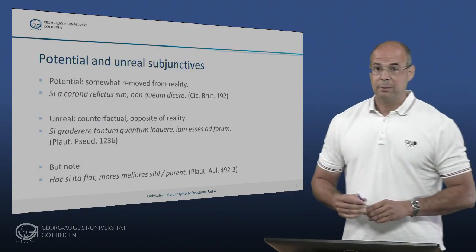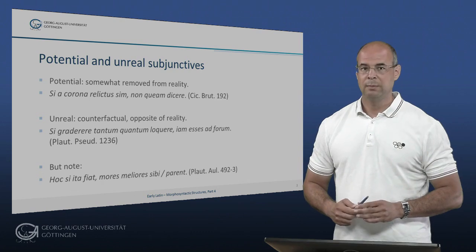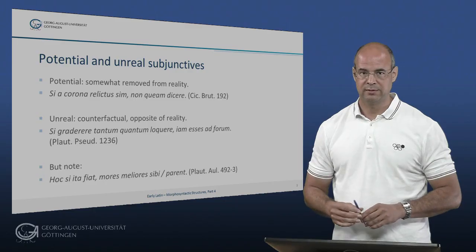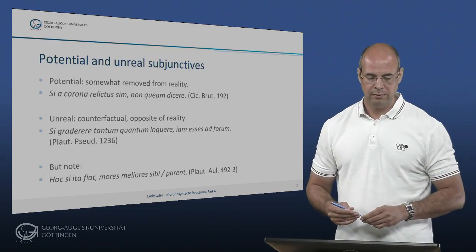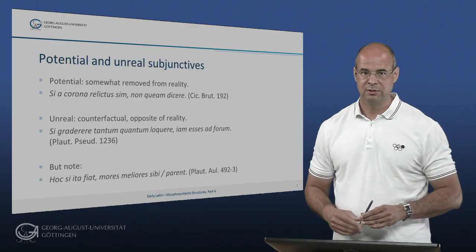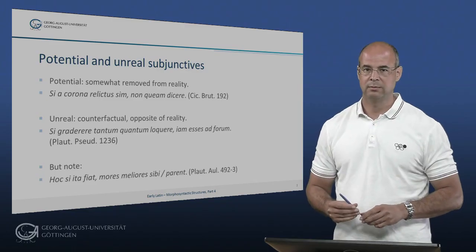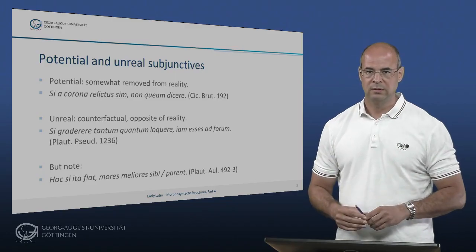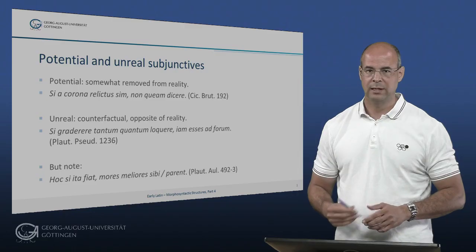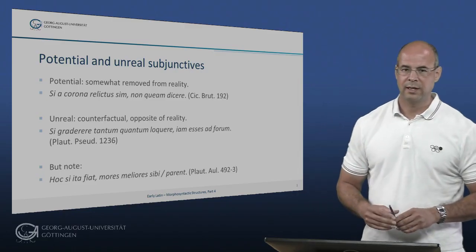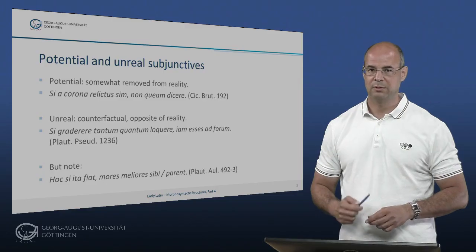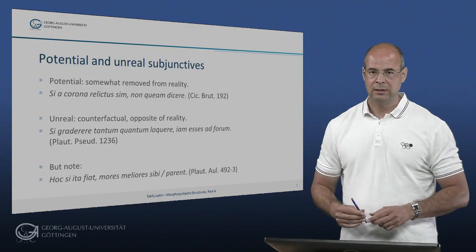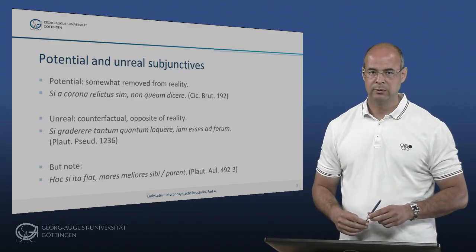Let's begin with epistemic modality. Epistemic modality tells us whether an event is likely, possible, and so on. In Latin main clauses, the indicative presents an event as real, while a subjunctive can express epistemic modality and indicate that an event might happen or that it cannot happen. In such cases, traditional grammars speak of potential and unreal subjunctives.